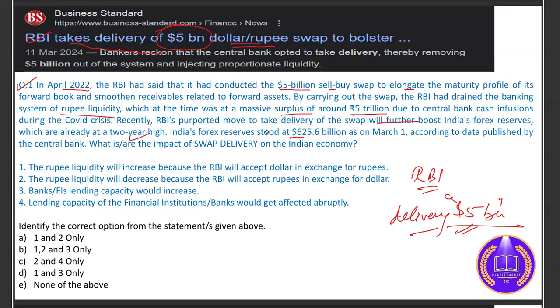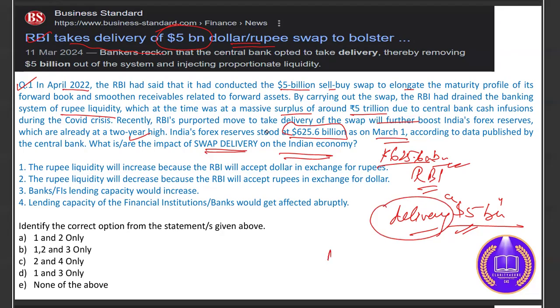India's forex reserve stood at $625.6 billion on 1st of March. Remember this fact also. So, what is the impact of this swap delivery on the Indian economy? When the delivery took place, RBI is actually pulling in the dollar from the market, and in return it is pumping rupee into the market.